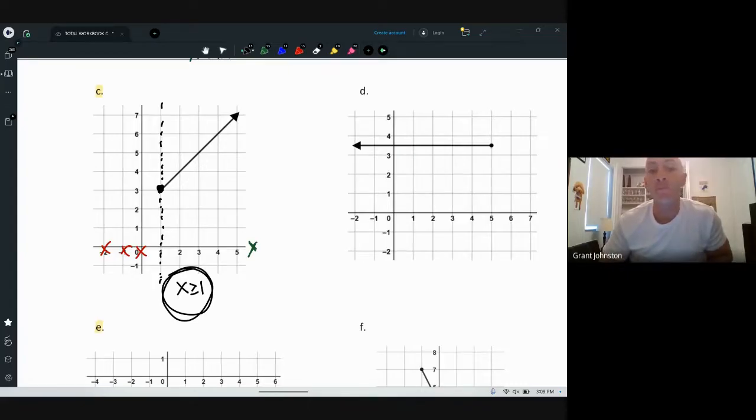It could be 1, 2, 3, 4, 5, 6, 7 forever, right? It's never going to be less than 1. So that's going to be greater than or equal to 1.